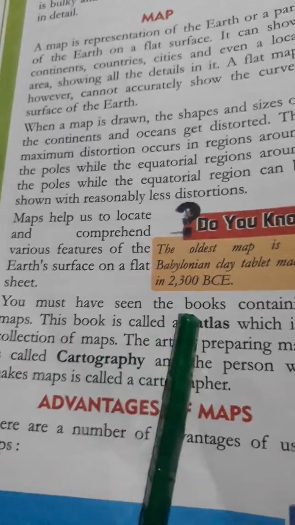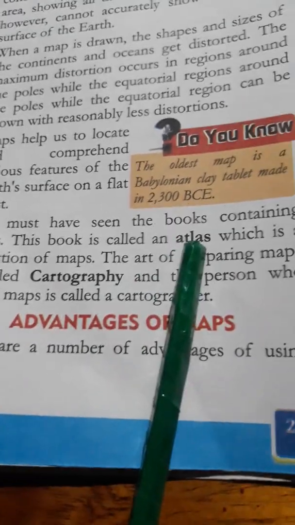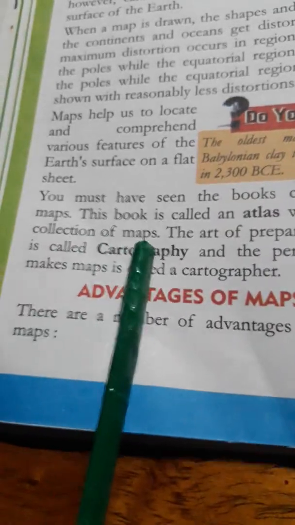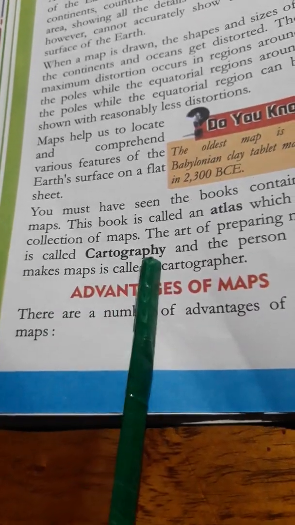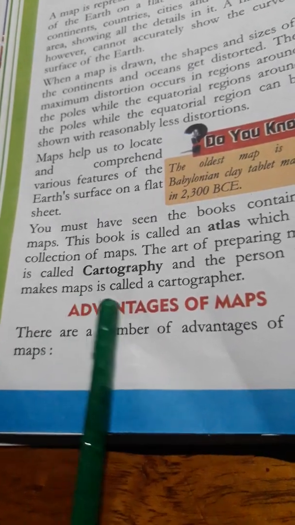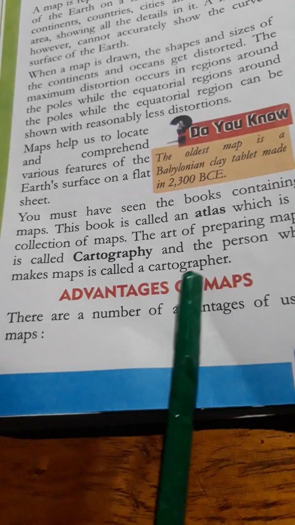You must have seen books containing maps. This book is called an atlas, which is a collection of maps. The art of preparing maps is called cartography. Underline this. And the person who makes maps is called a cartographer. Art of preparing maps is called cartography, and a person who makes maps is called a cartographer.